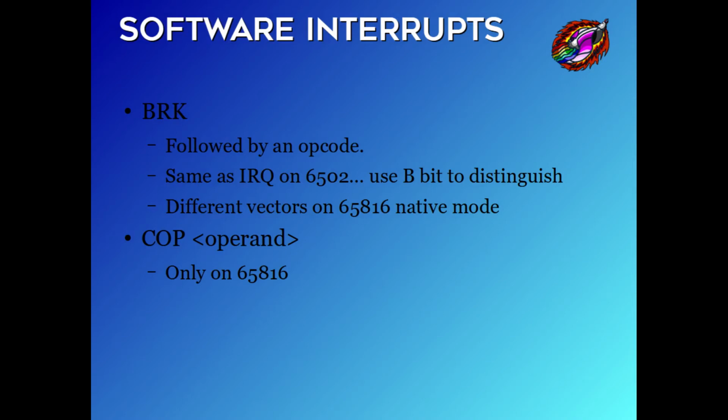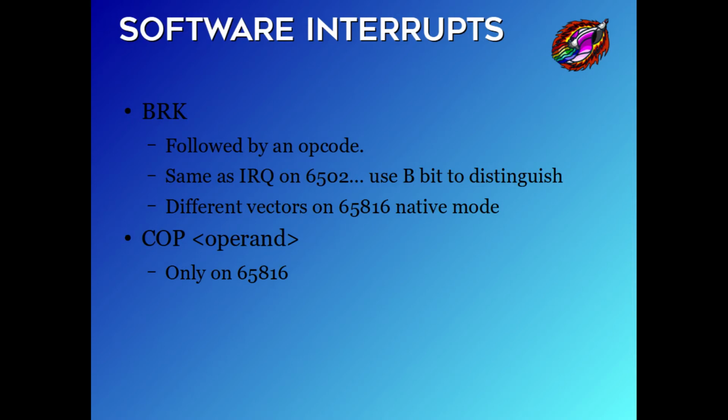And on the 6502 in emulation mode, there's an additional B bit in the status register that will be set if a BRK instruction had been triggered. That's how your interrupt handler would tell if you had a break or IRQ. In the 65816 in its native mode, which is what we've mainly been talking about, there are different vectors for break and for IRQ. So there's no B bit in the native mode.